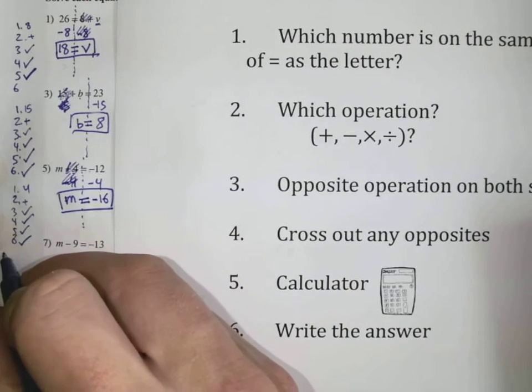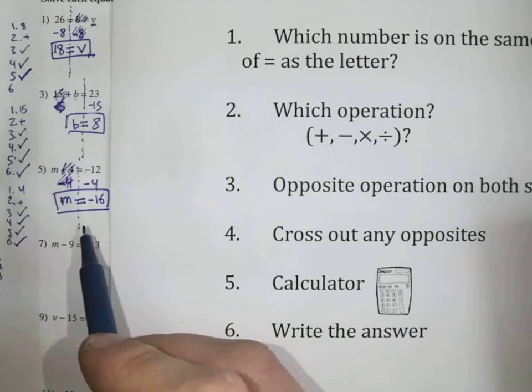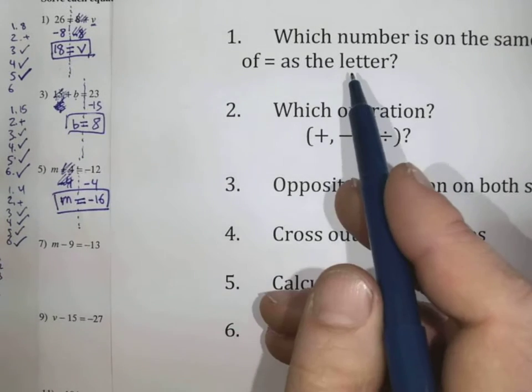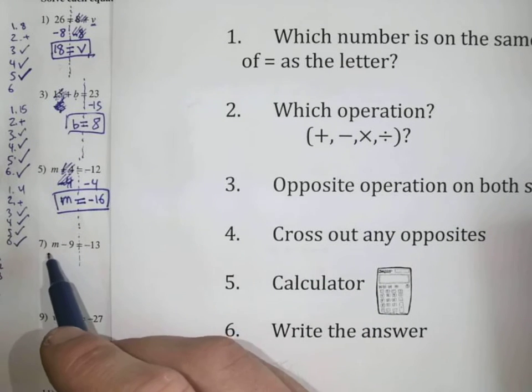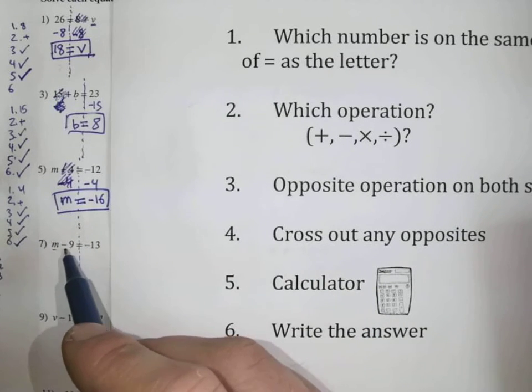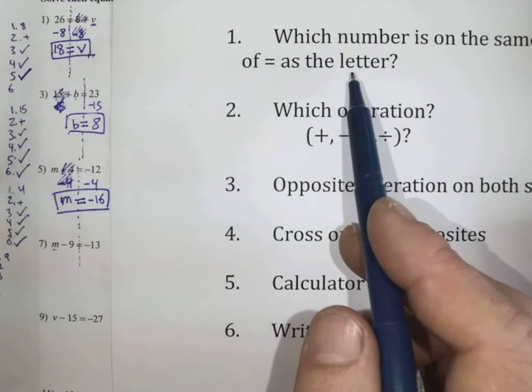All right, for number 7, 1, 2, 3, 4, 5, 6. All right, what number is on the same side of equals as a letter? Okay, so we've got a little equal sign here. On the same side of my letter is the number 9. 9 is on the same side of the equal sign as the letter.